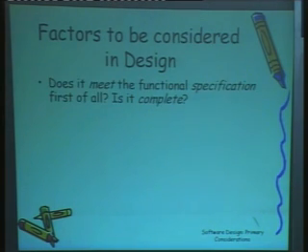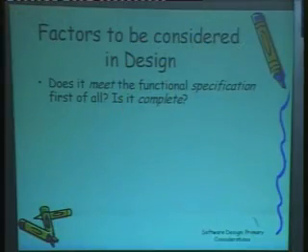First and the most important factor is this: does your design meet the functional specification? First of all, is it meeting the functional specification? Is it complete? So this is the first requirement. Suppose in your library information system you want that the fines must be automatically calculated and the design doesn't account for it, then the design is not complete. This is the most important factor, that you have designed for everything. So how do you make sure of it? Who is going to test for this?